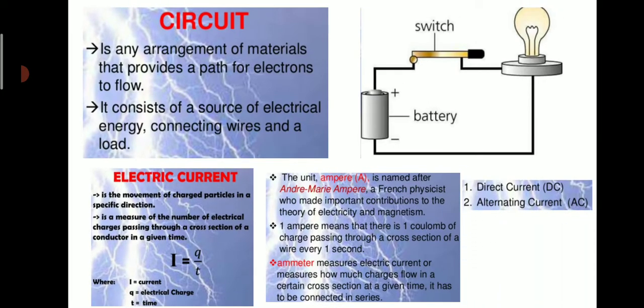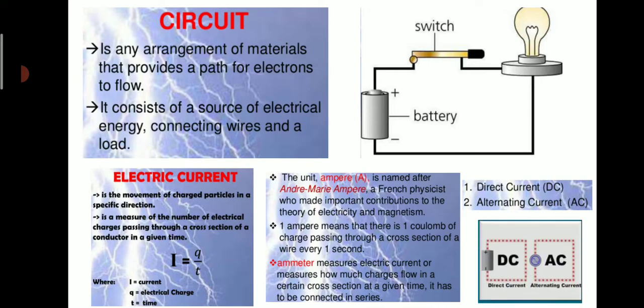So, this current is of two types, direct current and alternating current, DC and AC. This is a representation; you will see DC and AC symbolically.